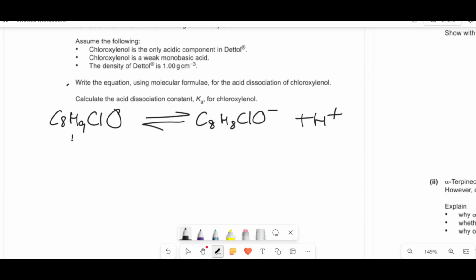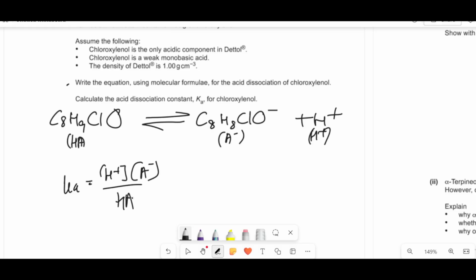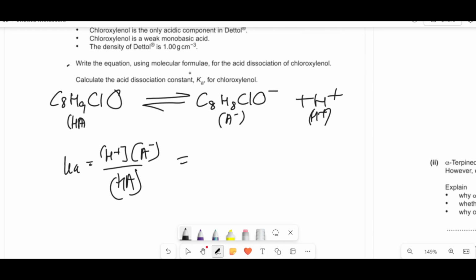There you go. I'm going to call this HA for the sake of my calculations. That's going to be A-, and that's going to be H+. To work out Ka, it's going to equal H+ times A- over HA, right? When I'm writing this, I'm going to write what Ka actually is, just so I get the mark for saying what the thing is. So it's going to be H+, and then C8H8ClO- all over C8H9ClO.